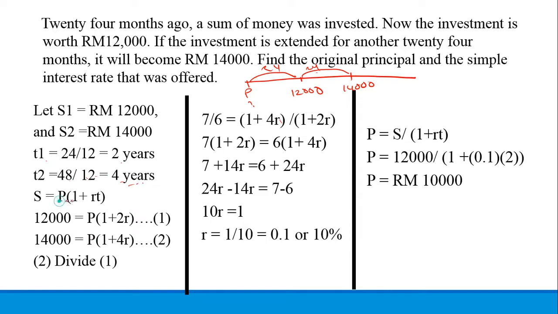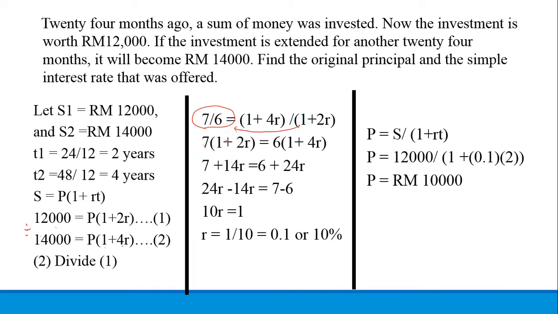I use this one, S equal to P(1 plus RT). 12,000 equal to P(1 plus 2R), because we don't know R and we don't know P. 40,000 equal to P(1 plus 4R). We don't know P and R, so we have two equations, equation 1 and equation 2. And then I divide 2 by 1, which is 40,000 divided by 12,000, you get 10 over 3, and 1 plus 4R divided by 1 plus 2R.